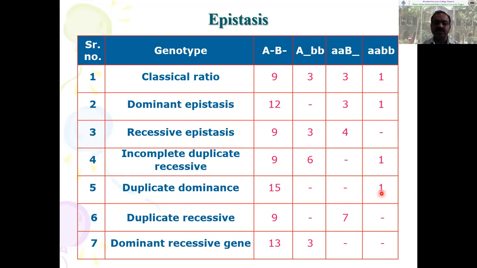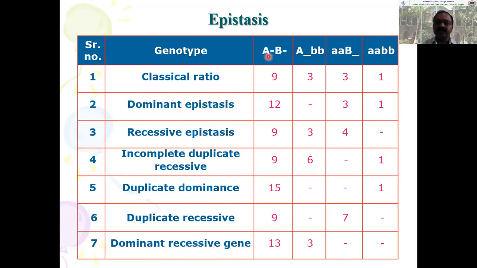So here it is 15:1. Similarly, duplicate recessive epistasis, as the name indicates, is duplicate recessive. So here, either small a or small b in homozygous recessive condition will mask the expression, and your phenotypic ratio will be altered from 9:3:3:1 to 9:7.